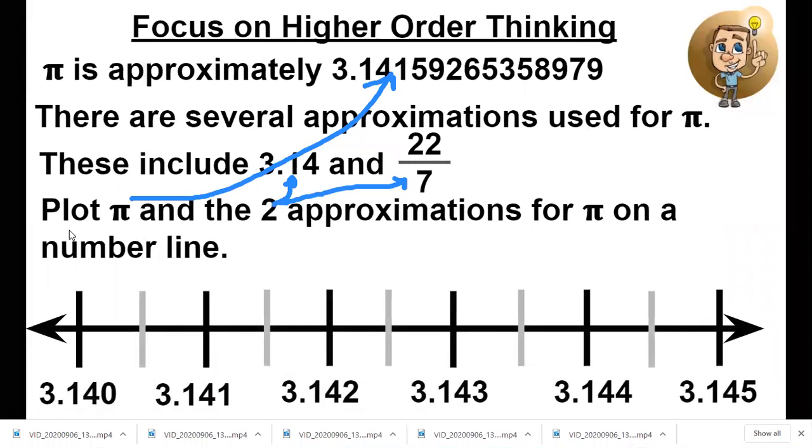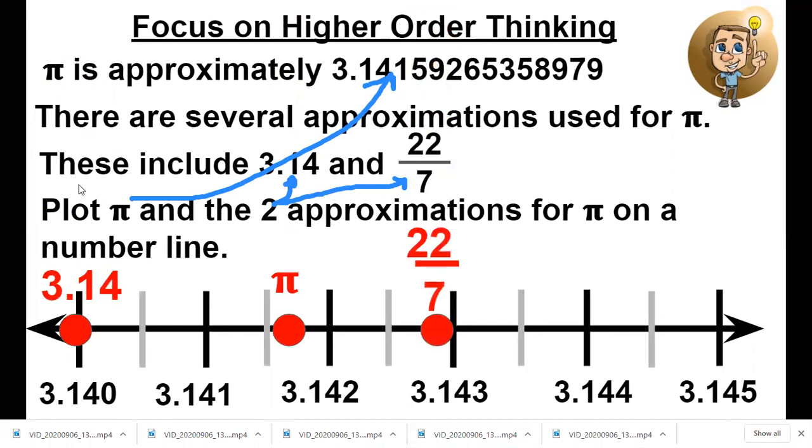And then in between, I have it going up by thousandths. 3.141, 3.142, 3.143, 3.144, and then 3.145. All three of those numbers will fit. So we're going to put pi there. That's 3.141592653588979. It's going to be a little bit before 3.142. And then we're going to put 3.14 over there on the left.